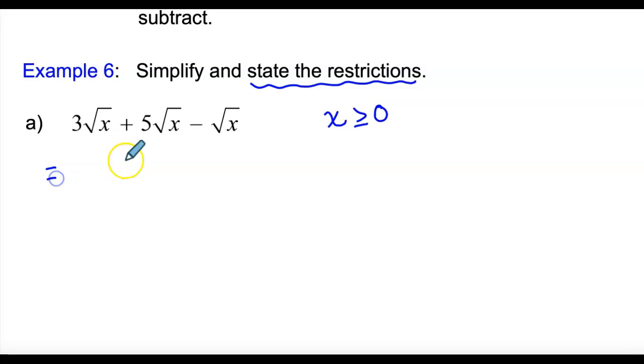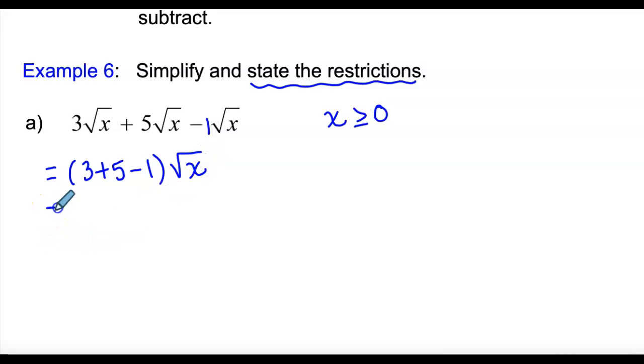Let's go ahead now and actually do the addition and subtraction. So of course we're going to look at the coefficients, which are 3, 5, and of course even though it's not written here, in this case it would be -1. So let's add those coefficients and subtract. So we have 3 plus 5 subtract 1. And that's all multiplied by the square root of x.